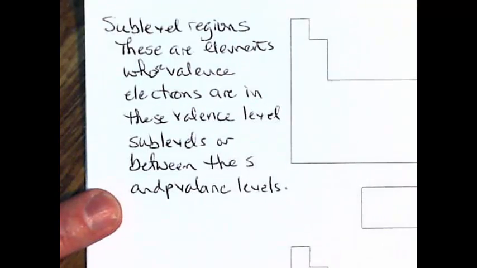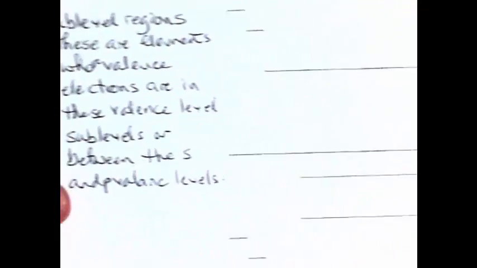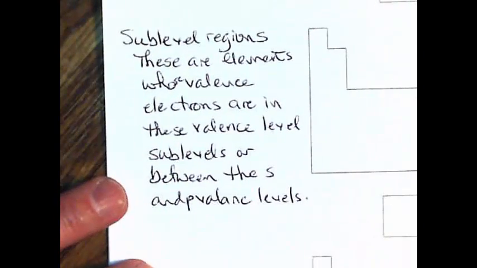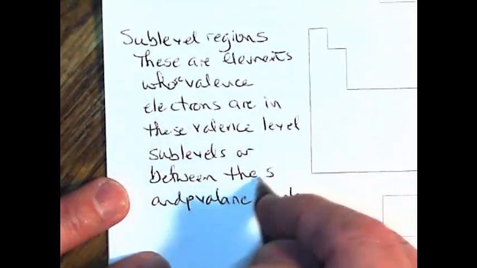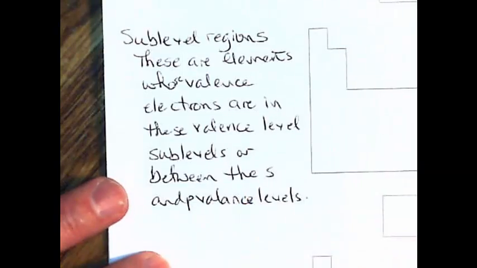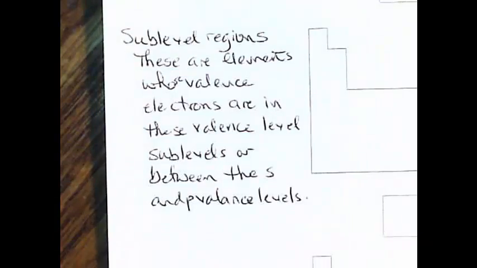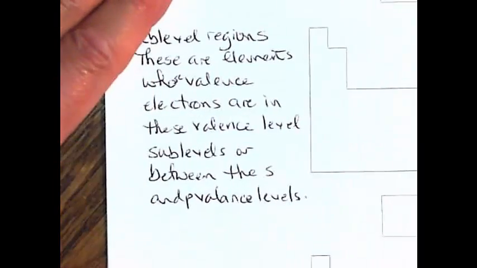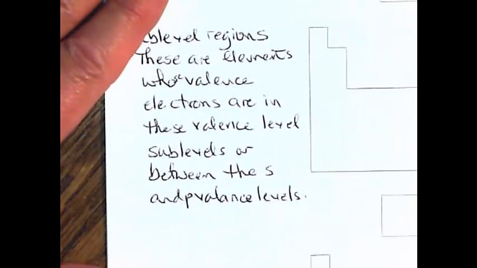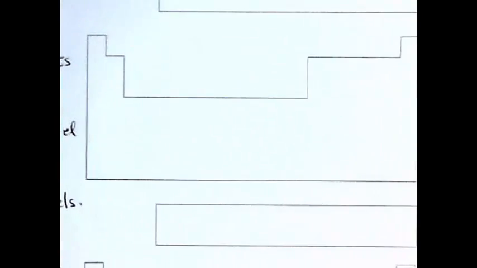Okay, so we're still going to put our dividing lines in the same place. These are elements whose valence electrons are in these valence levels, sublevels, or between the S and P. I left an E off of valence levels. I know that seems complex and convoluted, but as we go along, it'll make more sense, okay? I don't have a real clear way of stating what this is until you have an understanding of what the valence level is and what the S and P sublevels are. And we'll get to that.